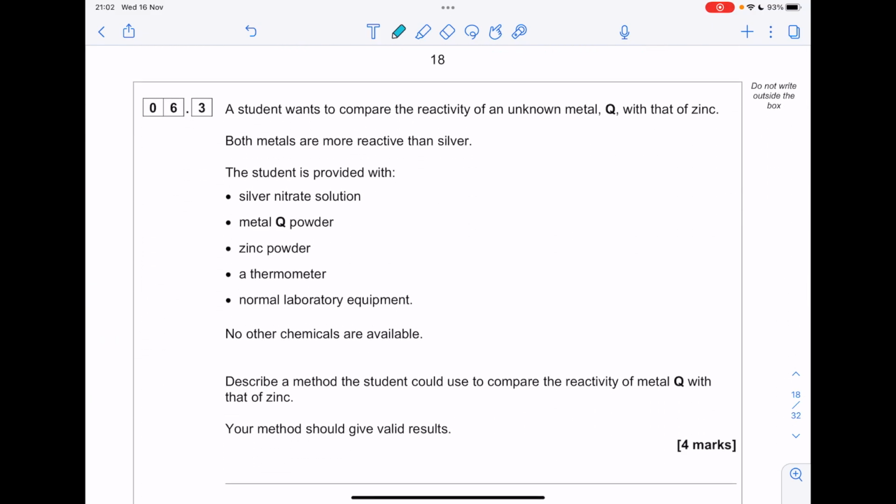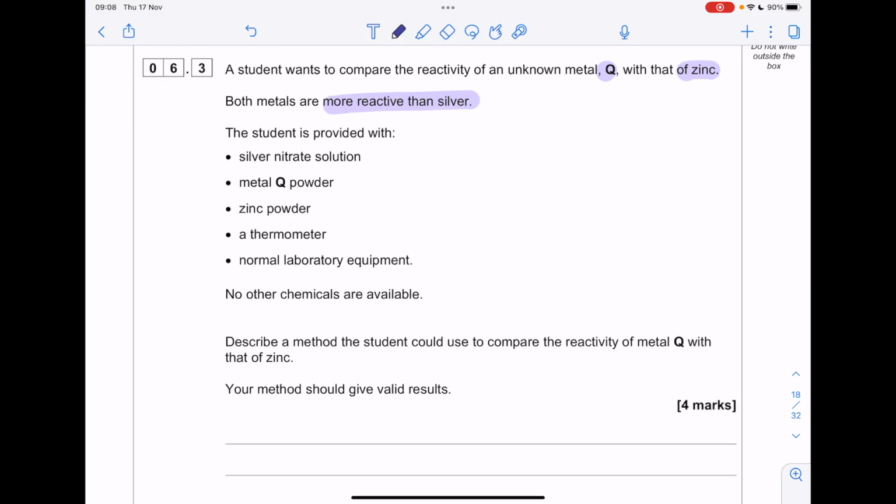A student wants to compare the reactivity of an unknown metal Q with that of zinc. Both metals are more reactive than silver. The student is provided with silver nitrate solution, metal Q powder, zinc powder, a thermometer, and normal laboratory equipment. No other chemicals are available. Describe a method the student could use to compare the reactivity of metal Q with that of zinc. Your method should give valid results.